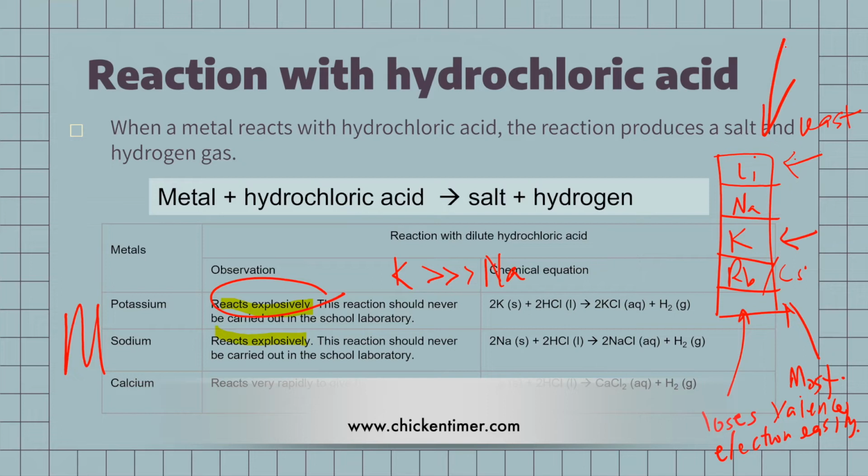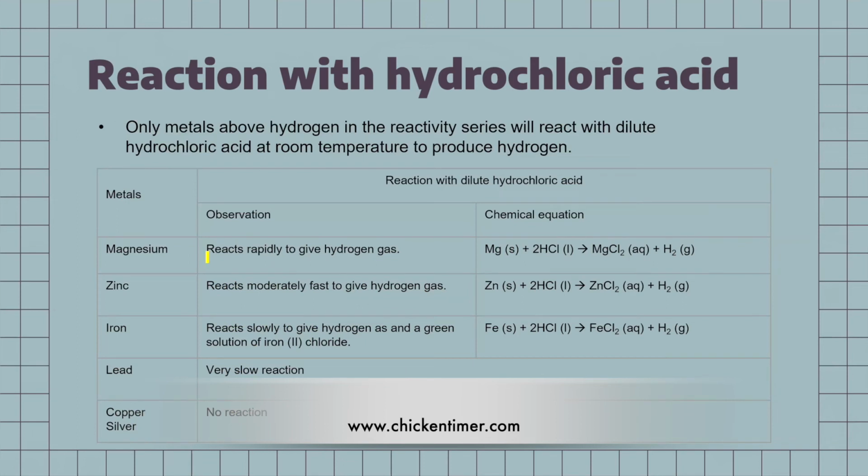Okay. Then the third element is calcium. So calcium now says react rapidly with hydrochloric acid. You see the adjectives, the description, the words used become milder and milder. So magnesium reacts rapidly, zinc reacts moderately fast, iron reacts slowly. Then lead is very, very slow. It's as though you don't see the reaction happening, but it's very, very slow.